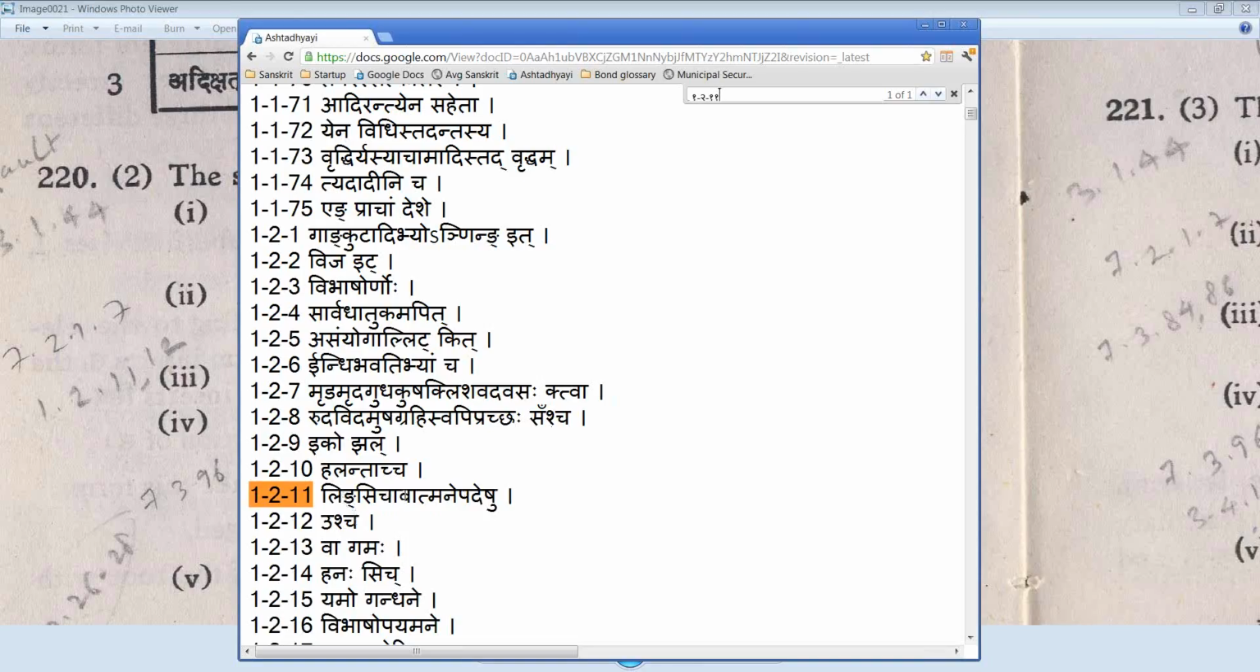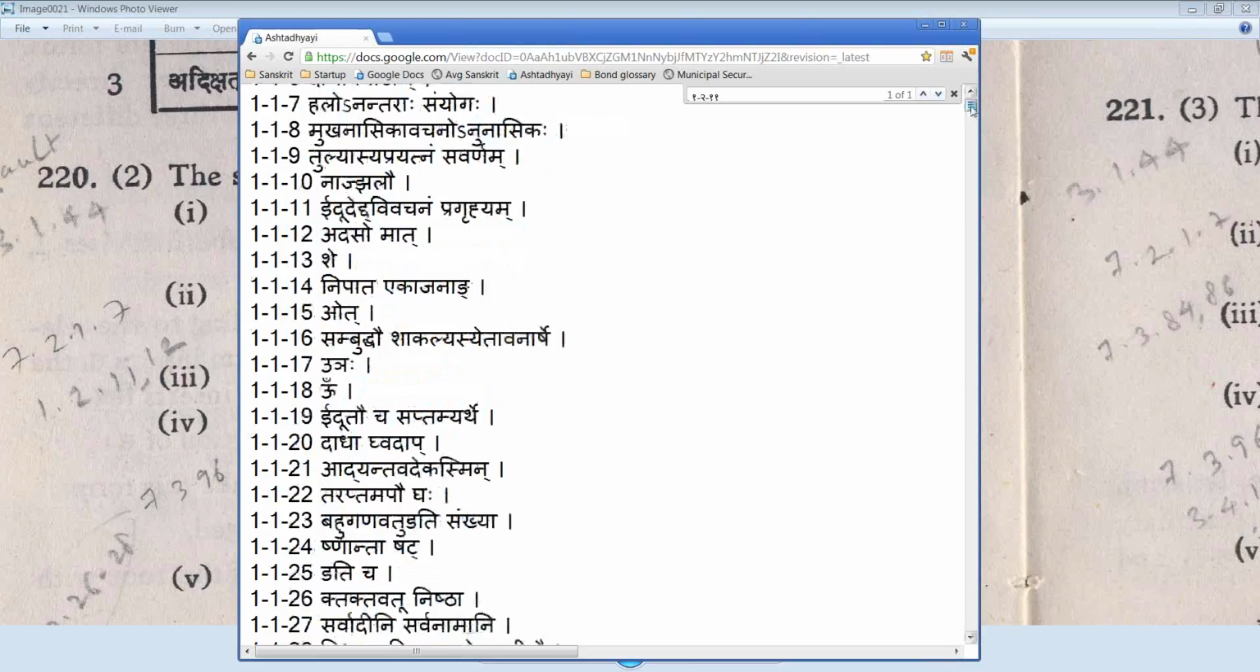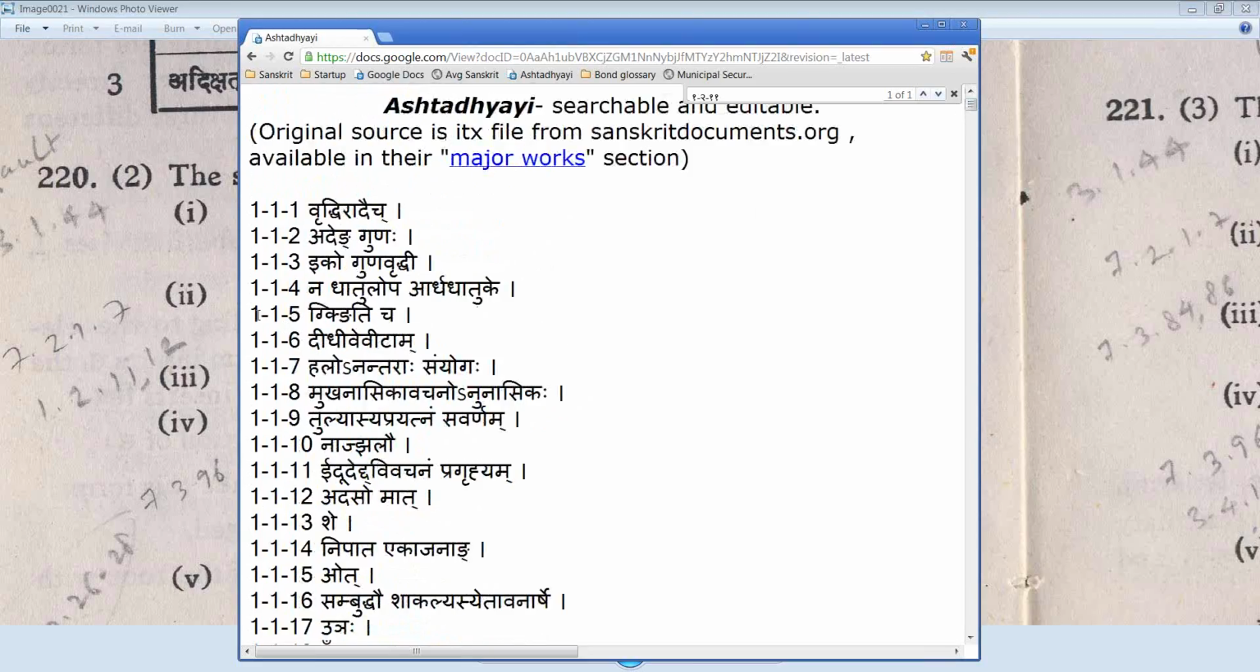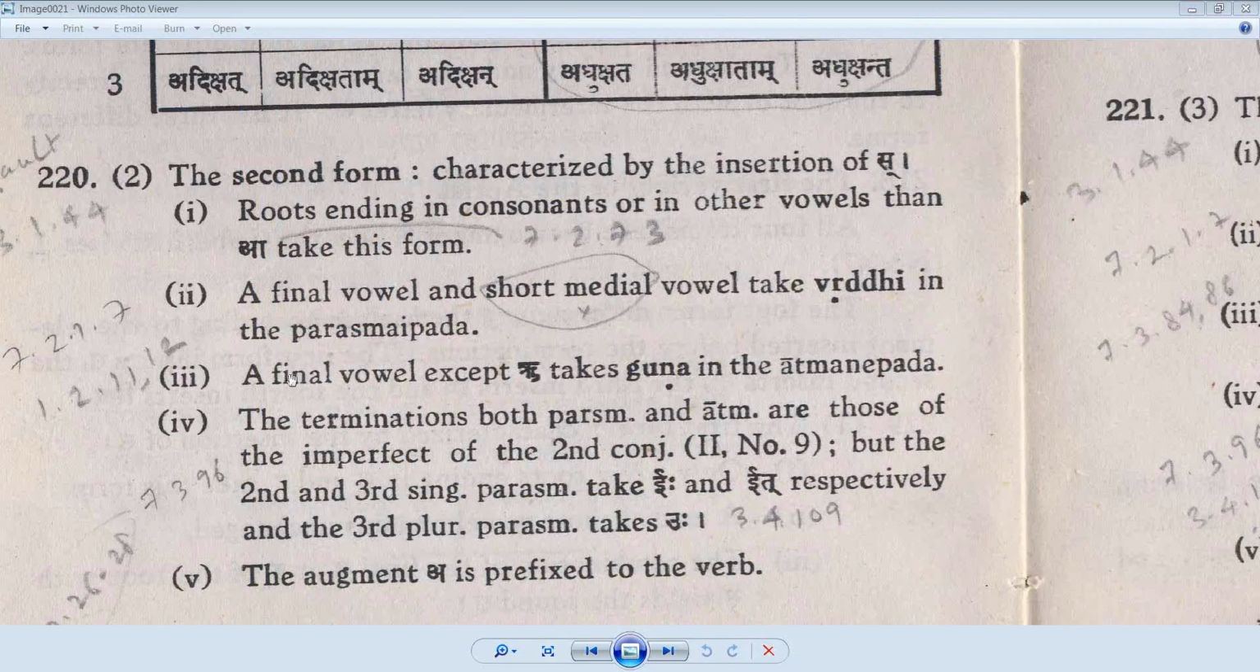So they require a jhaladi sich, which is followed by atmanepadam and preceded either by a hal which is preceded by an ik, or the sich preceded by the ruvarnaha. In both these cases, the sich becomes kit, and of course, once it becomes kit, then by kniticha, no guna. That of course we know. So that is why in the book he says only final vowel, and he doesn't say the penultimate because of 1.2.11 coming over there.